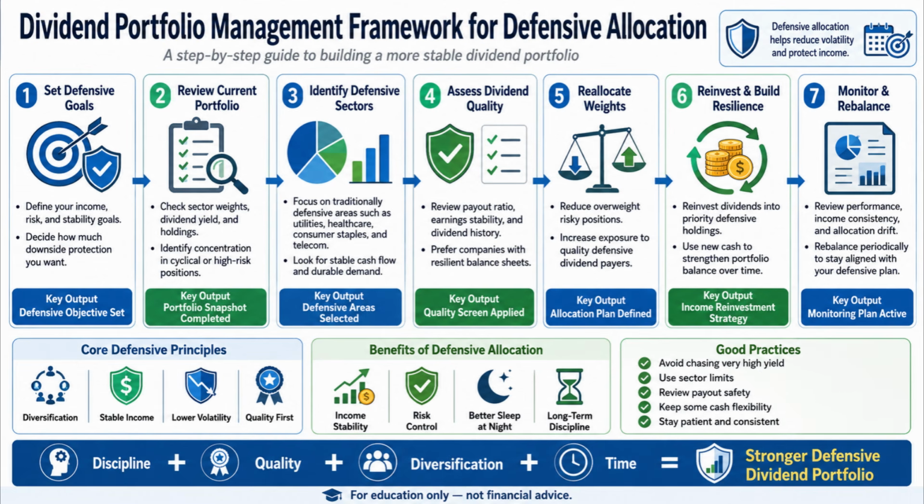As we can see, the core defensive principles are diversification, stable income, lower volatility, and quality first. These principles can help investors avoid relying too heavily on one stock, one sector, or one dividend source. In addition, defensive allocation may offer several benefits. It can support income stability, improve risk control, reduce emotional stress during market swings, and encourage long-term discipline. For dividend investors, consistency can often be just as important as growth.